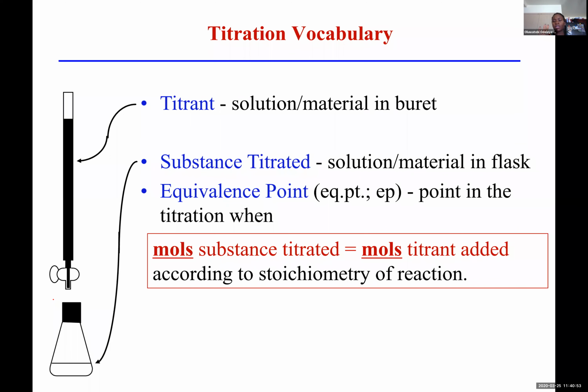So there are three terms that we use in titration that you do need to know. The titrant is whatever is in your burette, so it's what you're actually adding. The substance titrated is what is in your Erlenmeyer flask. All right, so you have a set amount of that, and then you start adding a certain volume of your titrant. And the equivalence point, this is actually very important. The equivalence point is where the moles of the substance titrated equals the moles of the titrant added. So you hit a point where it's a 1-to-1 ratio, you have the exact same number of moles for both.